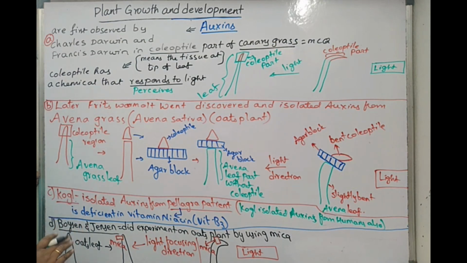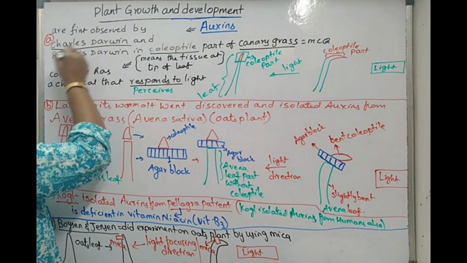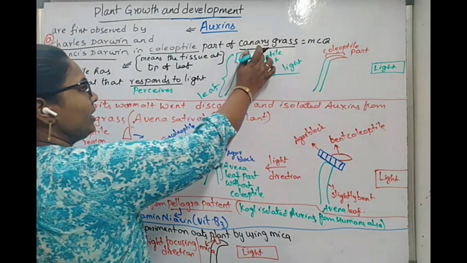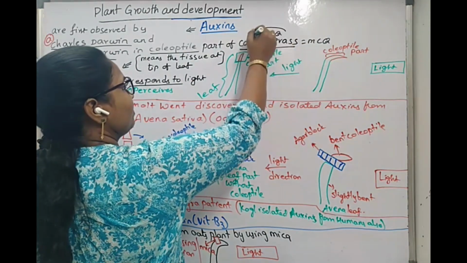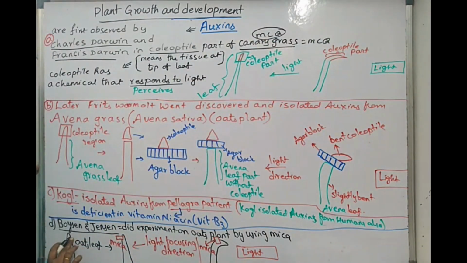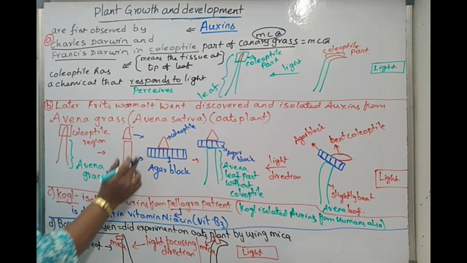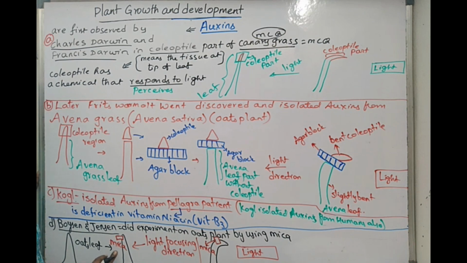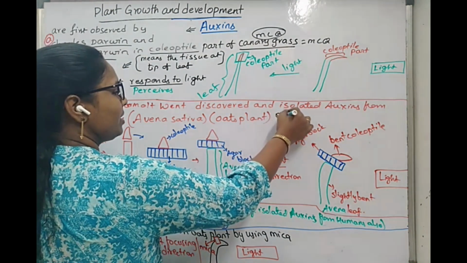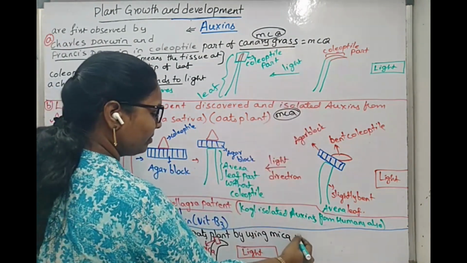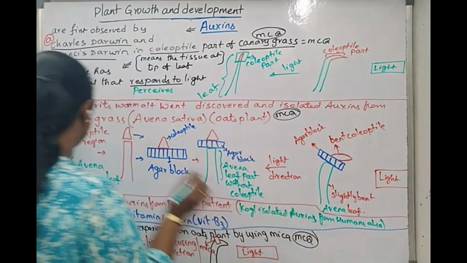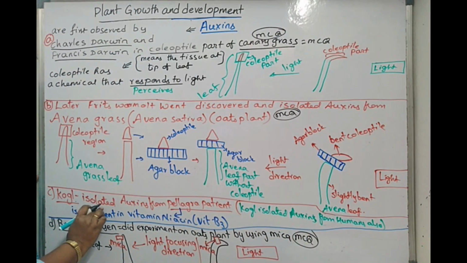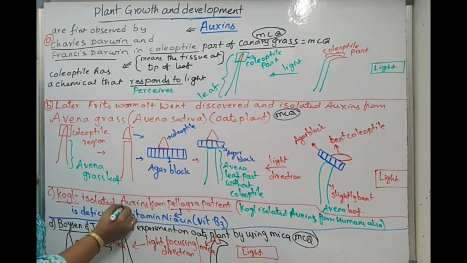So these are the experiments done first by Charles Darwin and Francis Darwin by taking canary grass, and then by Wendt and Boysen Jensen by taking oat plant. One MCQ: Wendt took an agar block, Boysen and Jensen took mica. Next, Kogl was the first person to isolate auxins from humans, but the role of auxins in humans is not known till now.